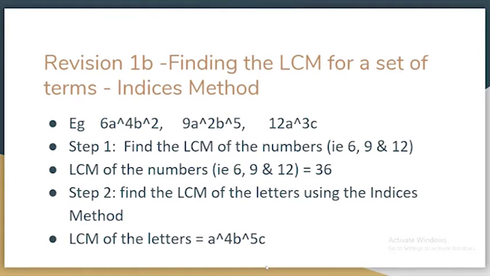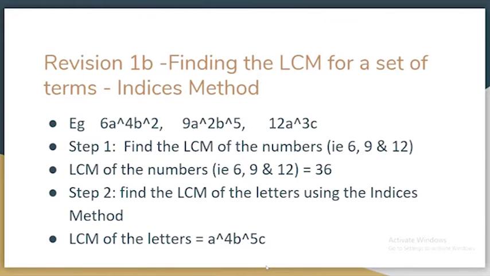Now, step 1, we're going to find the LCM for the numbers: 6, 9, 12. We just did that and we realized that was 36. That's the first step. Step 2, we use the indices method to find the LCM for the letters. Now in our question, not the common letters, but all the different letters we are using. So the different letters we have are A, B, and C.